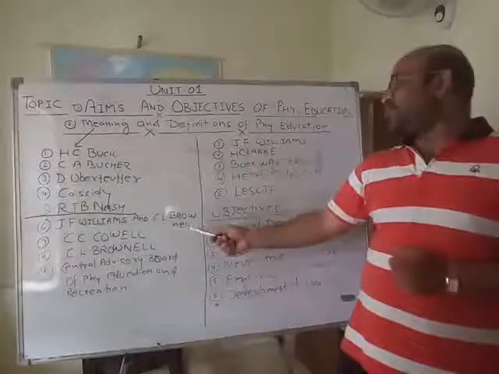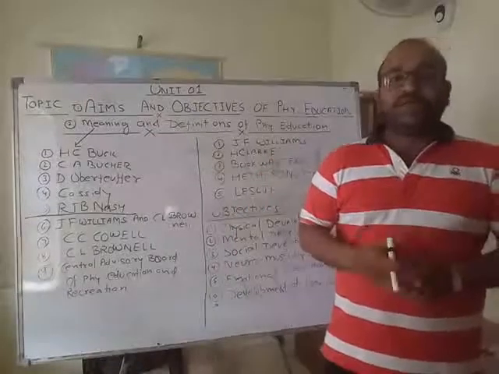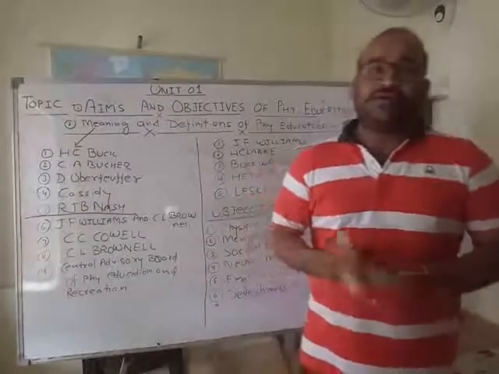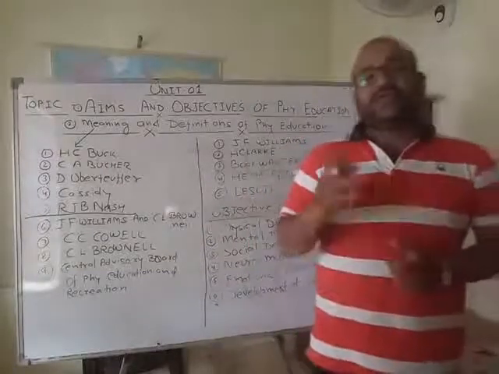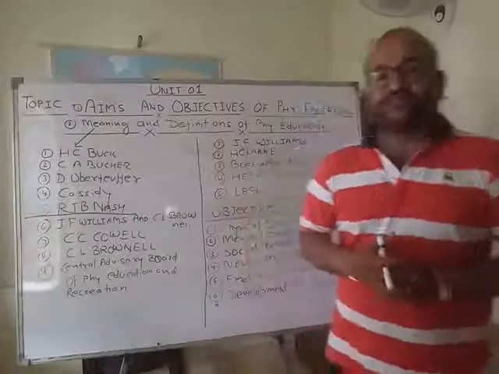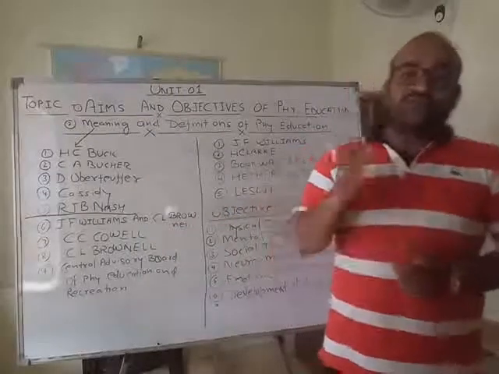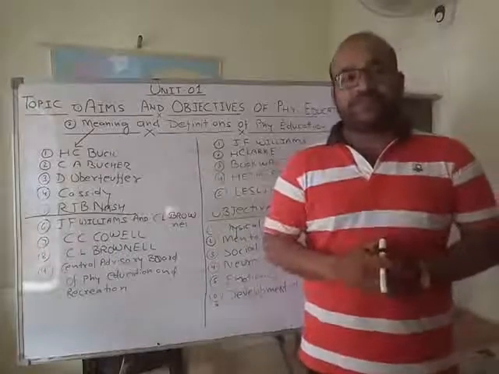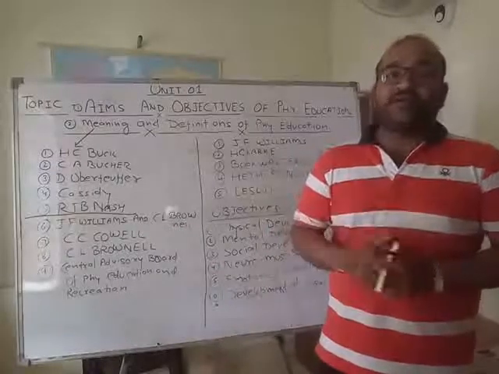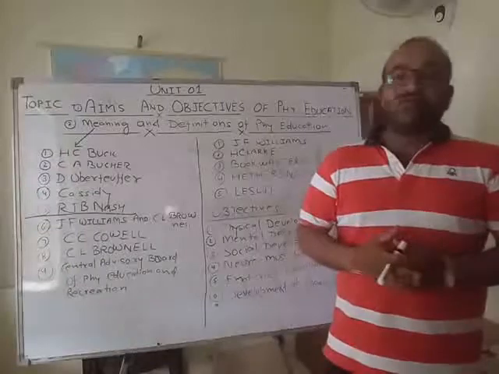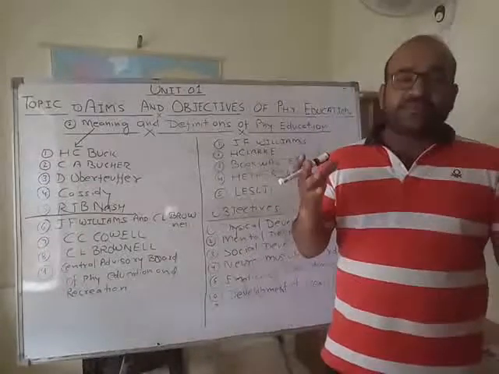J.F. Williams and C.L. Brownell. Brownell and Williams said physical education is the sum of man's physical activities selected as to kind and conducted as to outcomes. And number 7 definition is C.C. Cowell. According to C.C. Cowell, physical education is a social process of change in the behavior of human organisms arising primarily from the stimulus of social big muscle play and related activities.